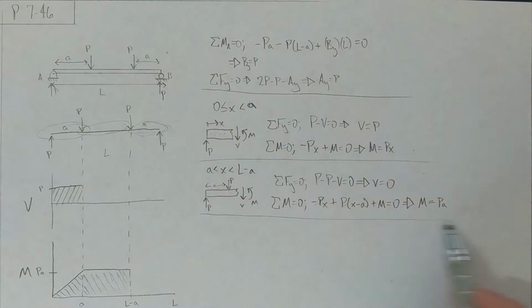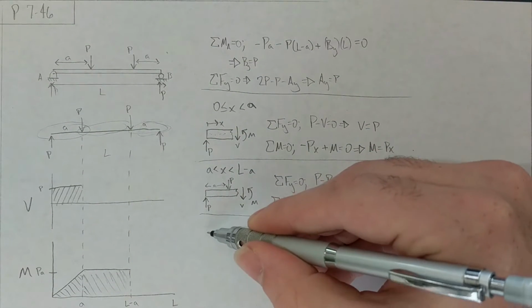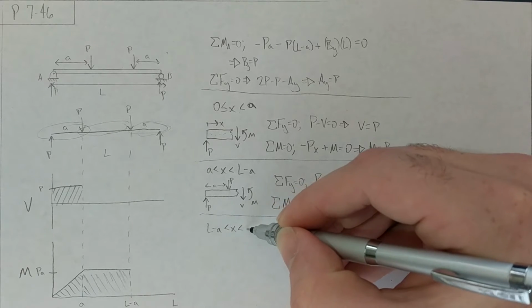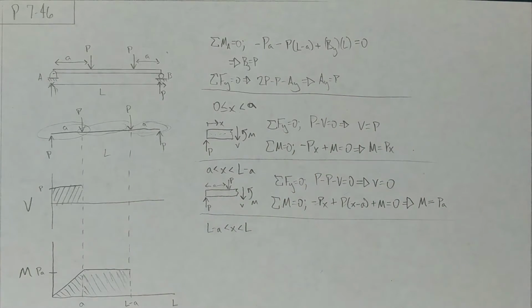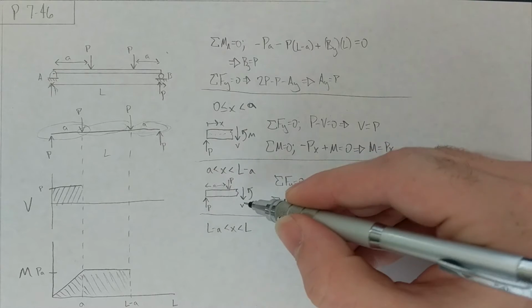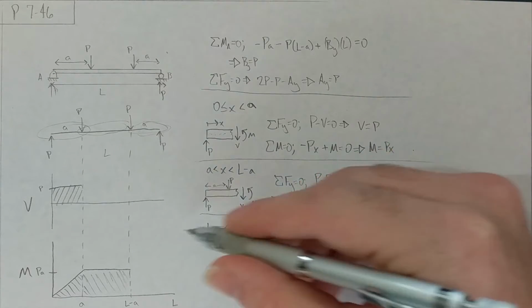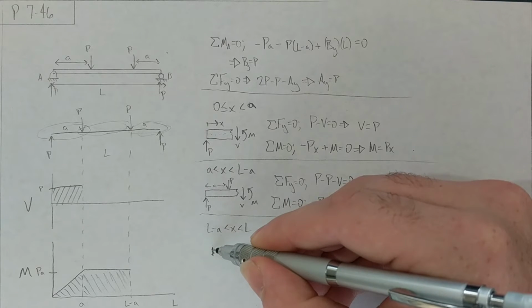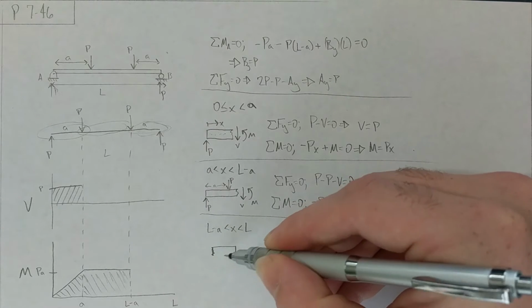Alright, just one more section now. We've got L minus A is less than X is less than L. I kind of like the way they do it in the solutions that are posted. It's a good way to practice your conventions, your positive conventions on the other side. Remember that what we're doing right now is method of sections.